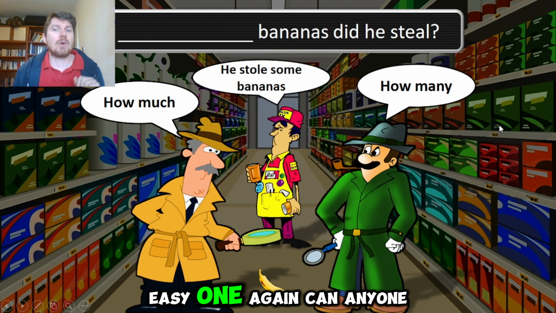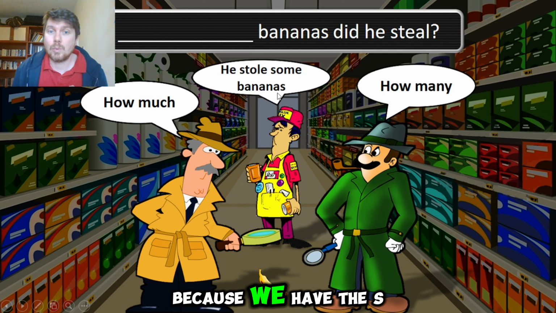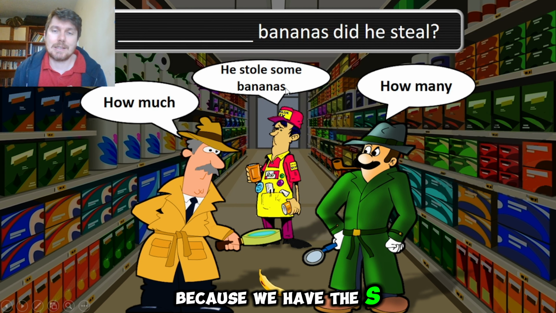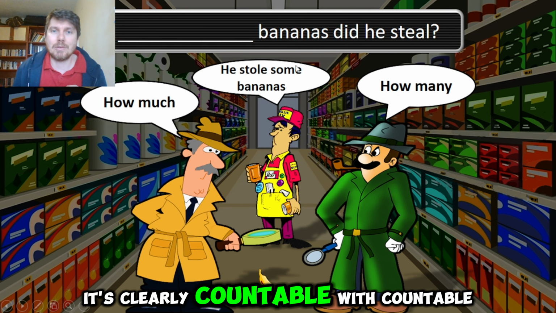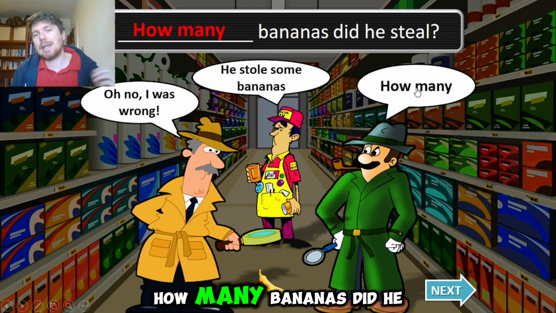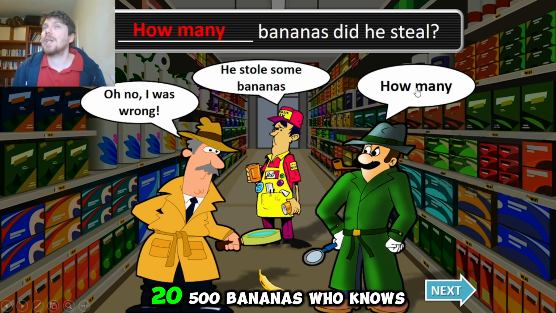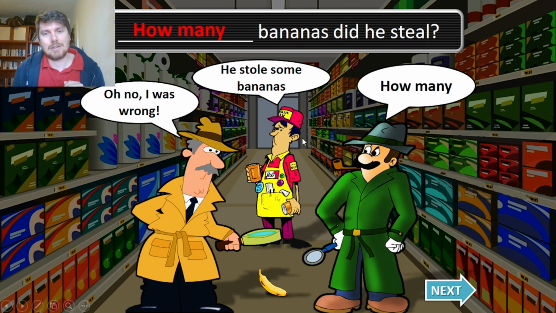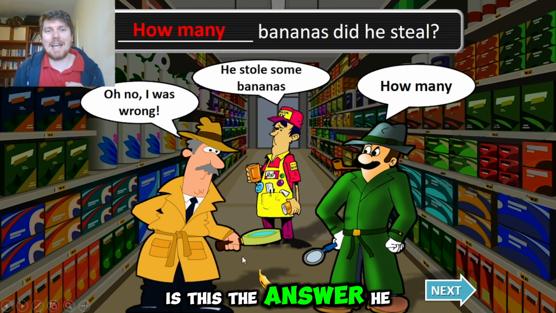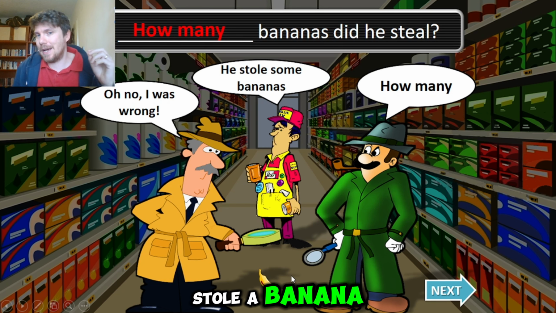Okay, all right, easy one again. Can anyone tell me why it's so easy? Because we have the S. Bananas. If we have the S, what is it? It's clearly countable. With countable, we say, how many bananas did he steal? He stole 7, 10, 20, 500 bananas. Who knows? Perfect. Or 1. There's just one of them. Is this the answer? He stole 1 banana. Or he stole a banana.